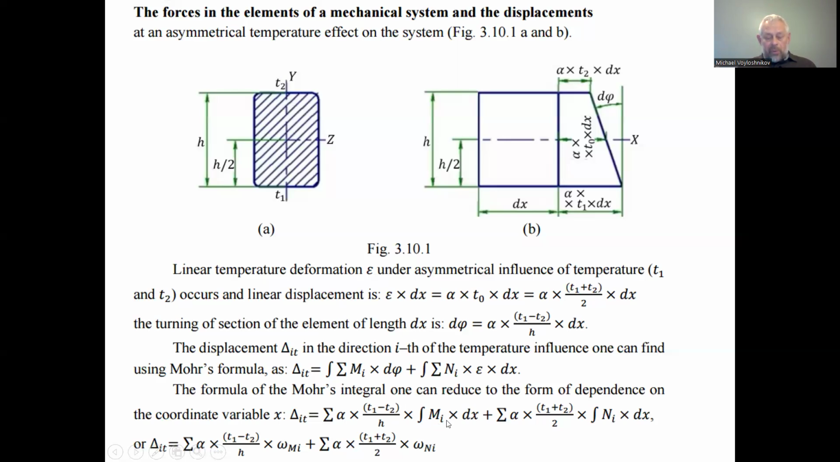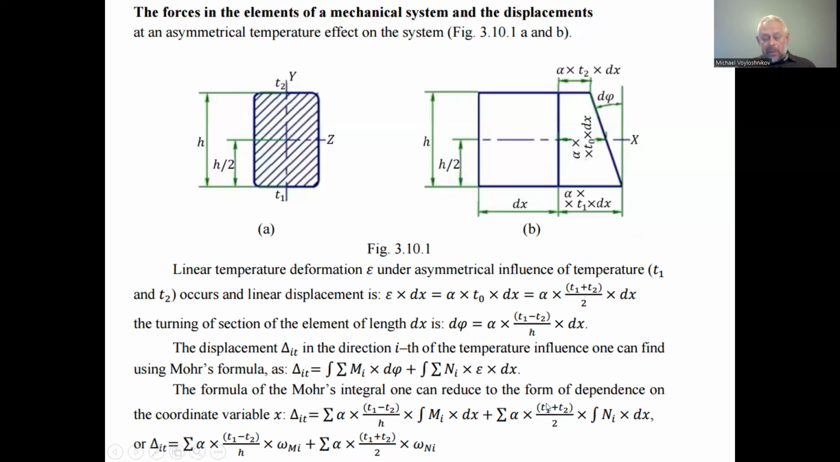and the integrand is the product of the bending moment on the action of the unit force in the direction in which we have to find the displacement, and product by dx. And on the second, we have the total derived out of the integral: the product of the coefficient of linear expansion of the material of the beam by the middle temperature acting in the middle line of the beam.